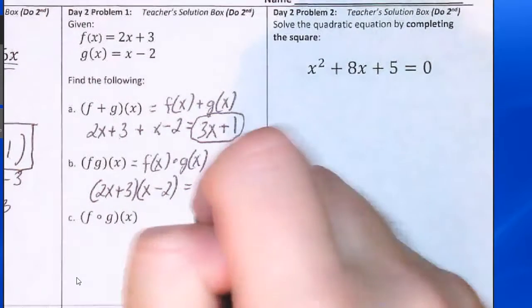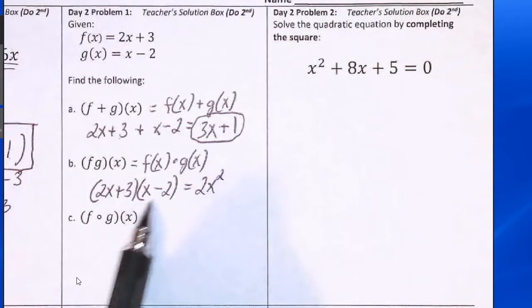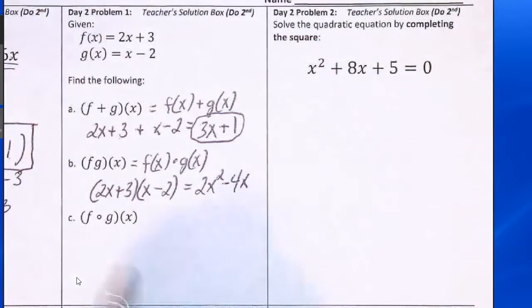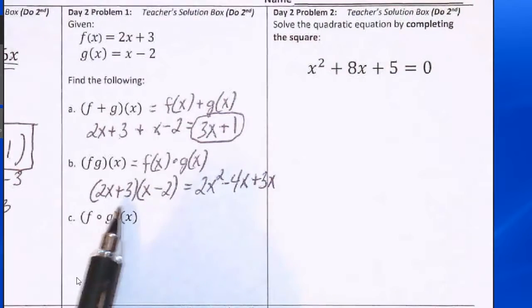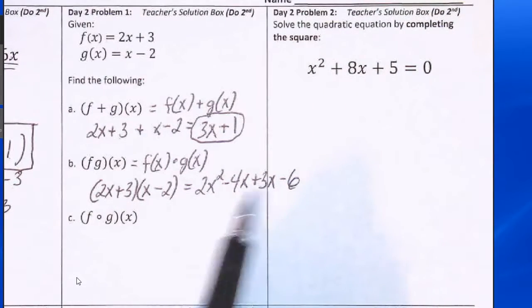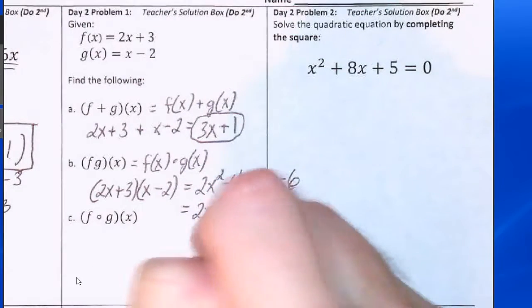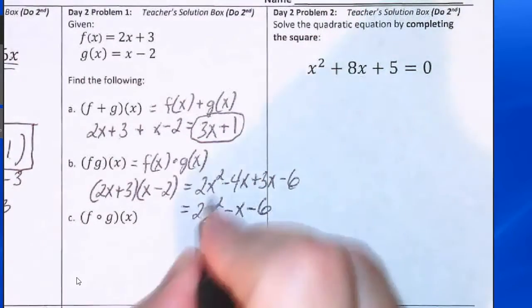2x times x is 2x squared. The outer product, 2x times negative 2, is negative 4x. Now the inner product, 3 times x is positive 3x. And then the last terms, 3 times negative 2 is negative 6. These x terms can be combined together. So the final result is 2x squared minus x minus 6.